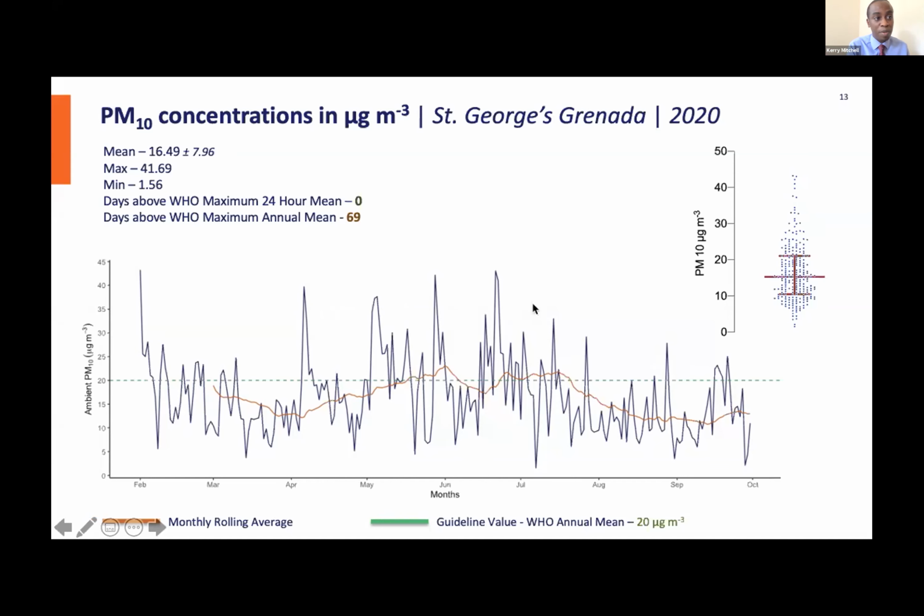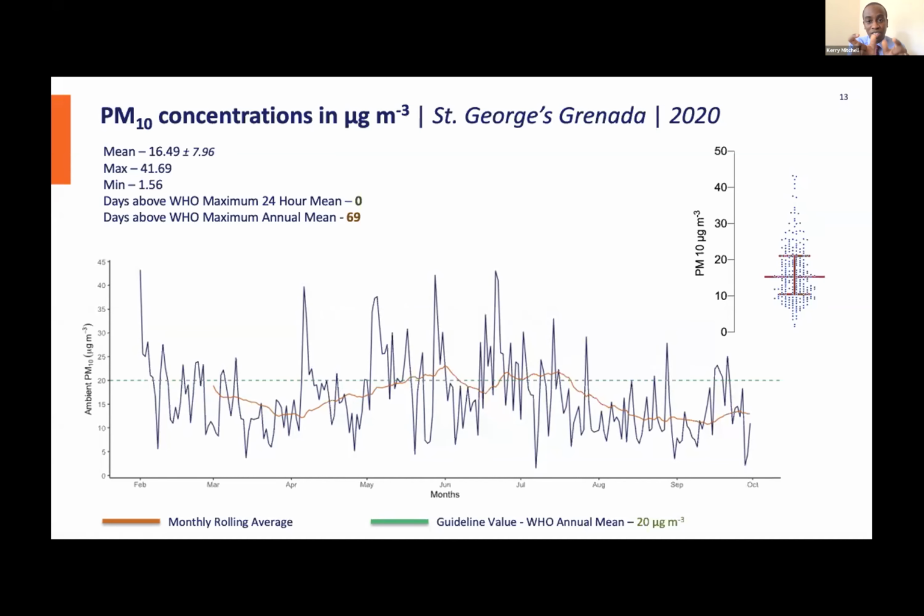Now, what are we seeing here for PM10? We're seeing that the mean for the year so far, even though the max is 41.69 on a 24-hour average, the mean is 16.49. And that means, in the good news, we do not surpass the level that WHO has set for the 24-hour mean, which is 20 micrograms per cubic meter.